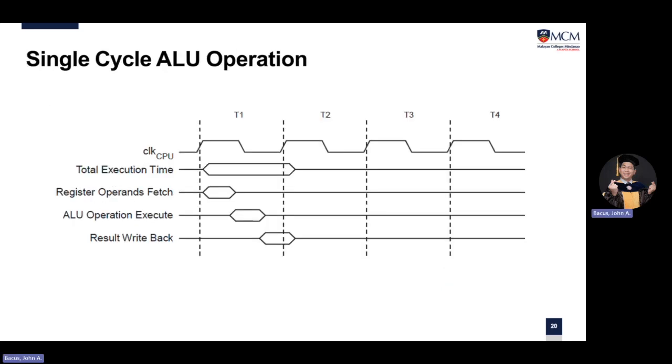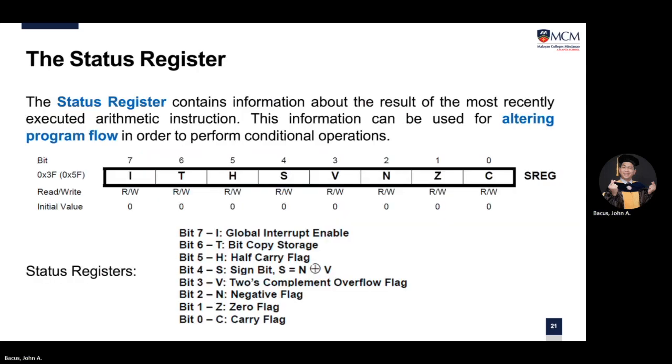So this is how the single cycle ALU operation is being done, no? The status register contains information about the result of the most recently executed arithmetic instruction. This information can be used for altering program flow in order to perform conditional operations. So we have 8 bits, from 0 to 7. These are the read, write, and the initial values here. Bit 0 is the carry flag, then bit 1 is the zero flag, which is very different, right?